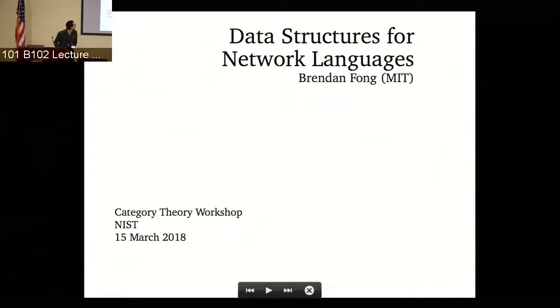Thanks for organizing. Contrary to what was advertised, I'm giving a talk called Data Structures for Network Languages. What brings about this change is that it is Spencer's mission to explain a simple example of the use of category theory, and in particular to emphasize what category theory analysis brings to the table.